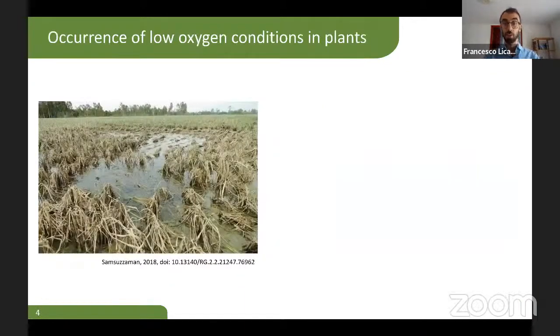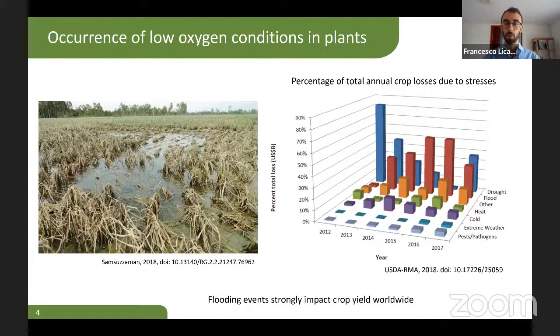This then generates a serious threat for crop productivity, because most of the crops that we are growing worldwide are actually not able to cope effectively with such a condition. And indeed, depending on the year and meteorological events, flooding can constitute one of the major risks to crop yield worldwide. So this is the reason why we study how plants cope with low oxygen availability and sense when this condition is established.